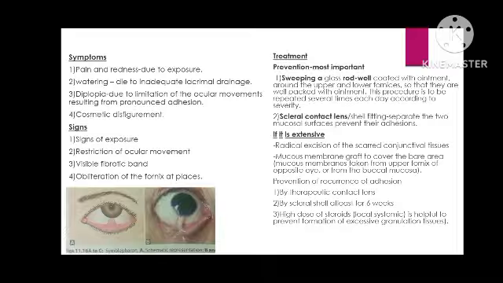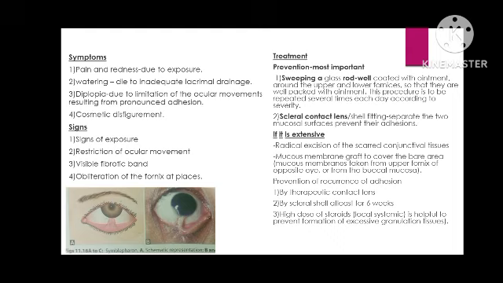Signs of exposure, restriction of ocular movement, visibility of fibrous bands and obliquity of the fornix at the place. In signs, we can see the ocular movements are reduced and visible fibrous bands are seen. The main signs are exposure. And for the treatment, prevention is most important.